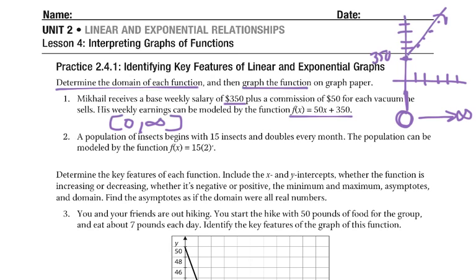Now his graph, we're not going to draw the line because he wouldn't be able to sell half a vacuum, okay? But it would keep going, so you'd want to draw that arrow.